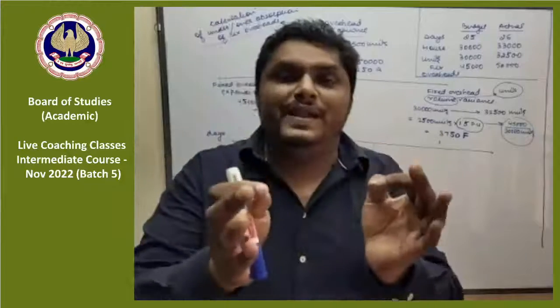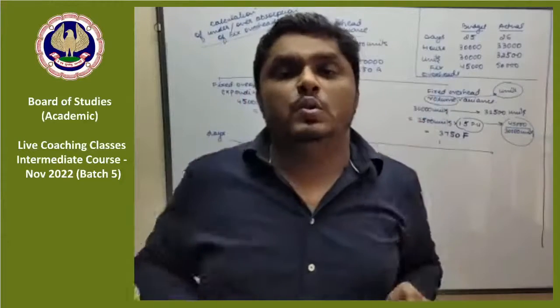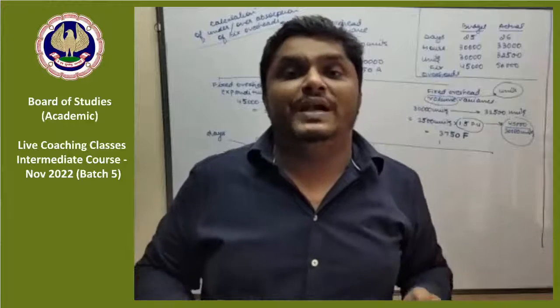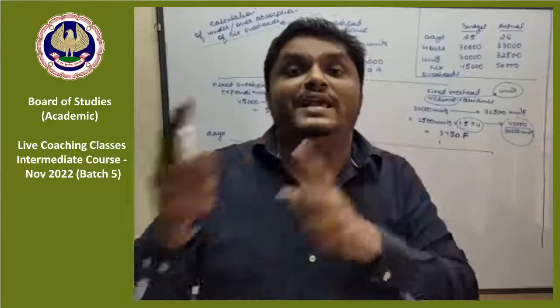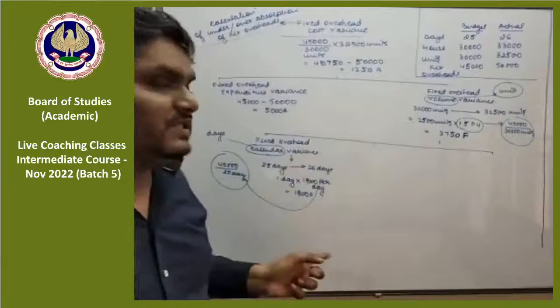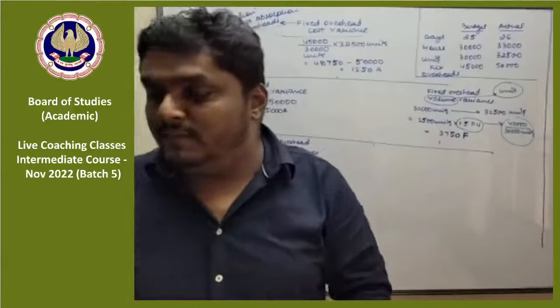It is very simple, guys. You were supposed to be present in office for 25 days, but you are present for 26 days. It means one day extra you worked in office. So that's why this calendar variance is favorable.